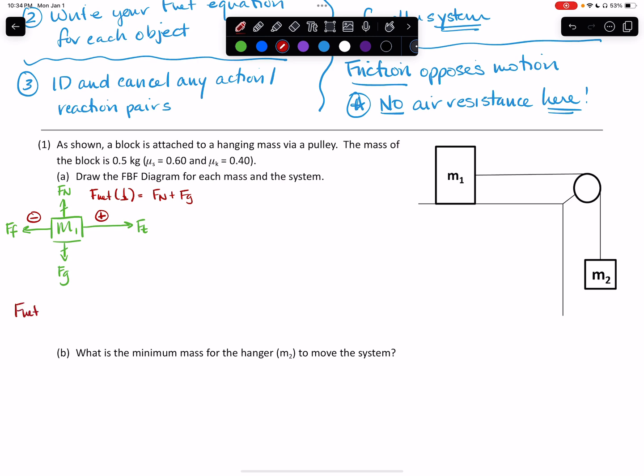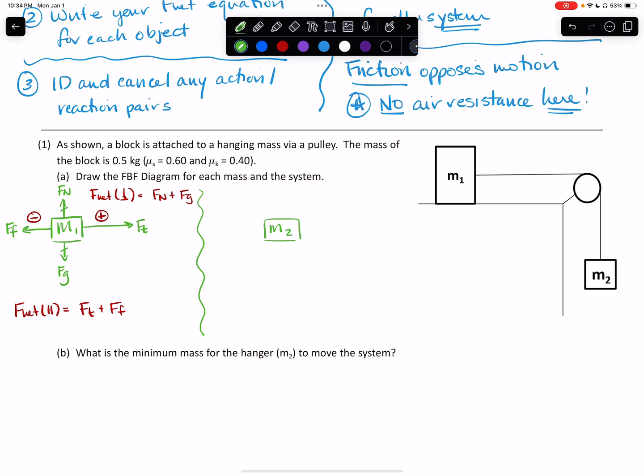The F net equation for our parallel forces, the forces parallel to the motion, is going to be that tensional force plus that frictional force. All right, so those are our net force equations and our free body force diagram for mass number 1. Now we're going to look at mass number 2.